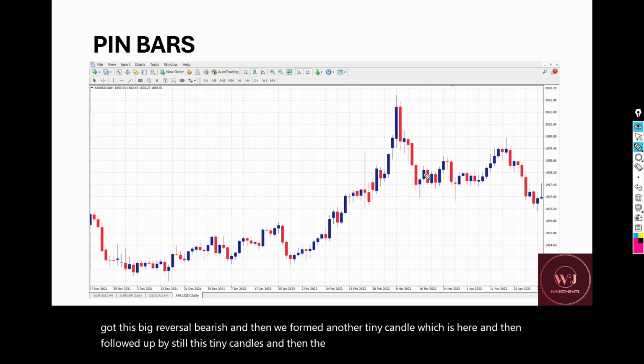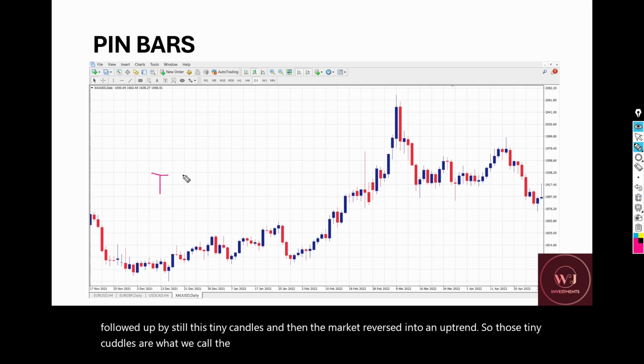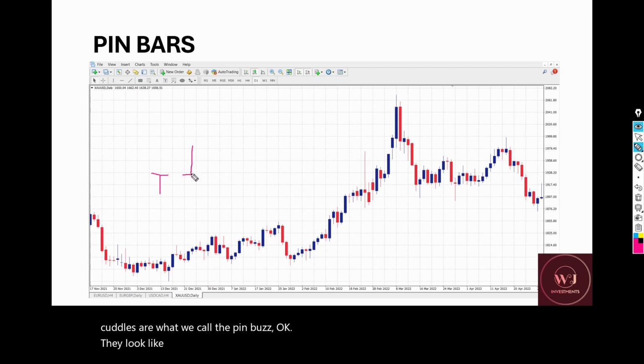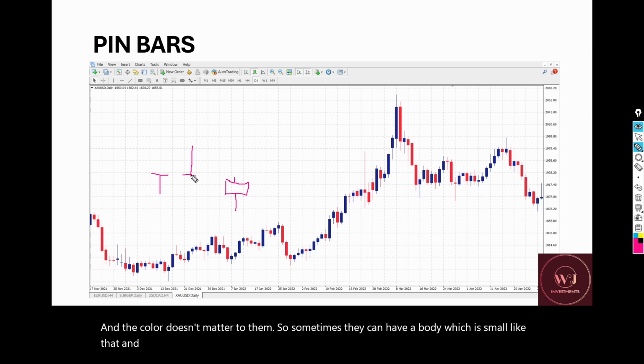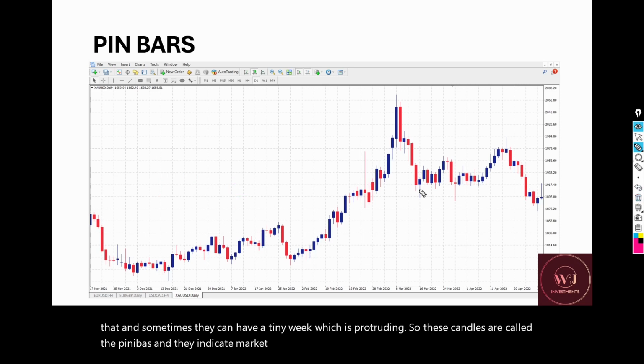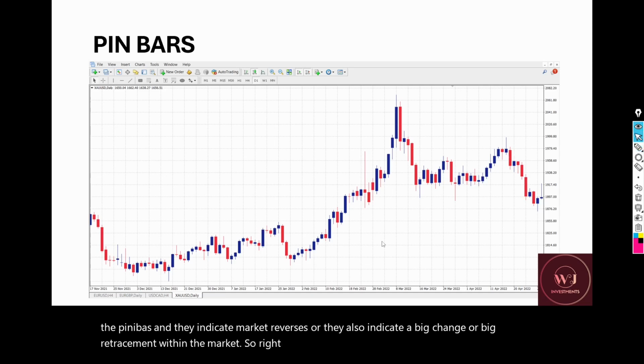So those tiny candles are what we call pin bars. Okay, they look like this, like pins, and the color doesn't matter to them. Sometimes they can have a small body like that, and sometimes they can have a tiny wick which is protruding. These candles are called pin bars, and they indicate market reversals, or a big change or big retracement within the market. So in this video we are going to be studying these pin bars in detail.